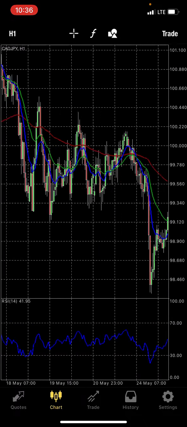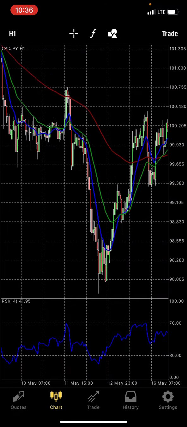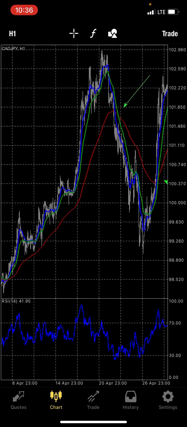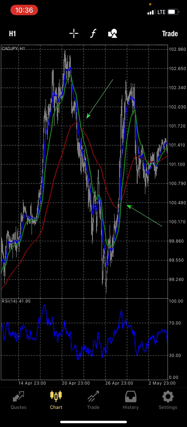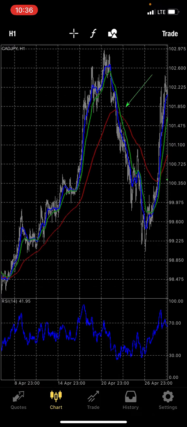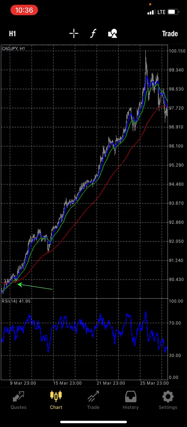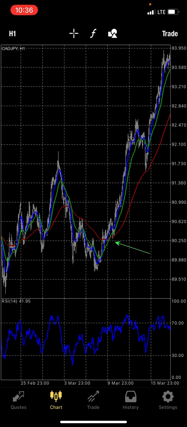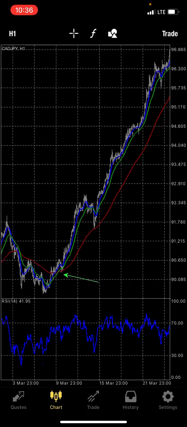Yeah, so, not even marked, you could just see the crosses. Just trade the crossovers, guys. Reverse hook, look, going down. Just ride them out. Just ride them out. Green and blue crossing over the red.